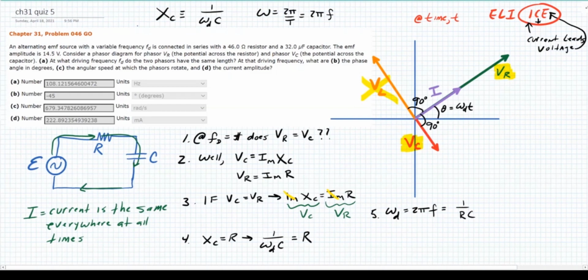Okay, that's good. So let's isolate F. F equals 1 over 2 pi RC. Is all of this making sense? Okay, I guess so. So let's find the driving frequency that makes those phasors the same length, the driving frequency that evenly divides the voltage drop across the resistor and capacitor. 1 divided by 2 divided by pi divided by R divided by C. 108 and some change.